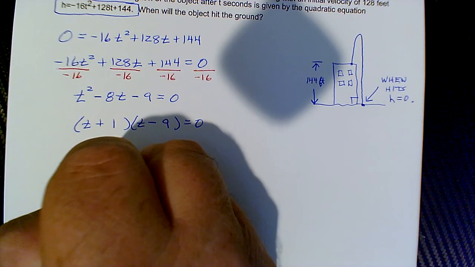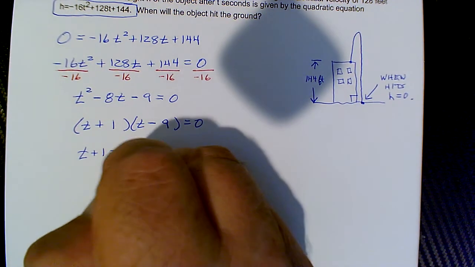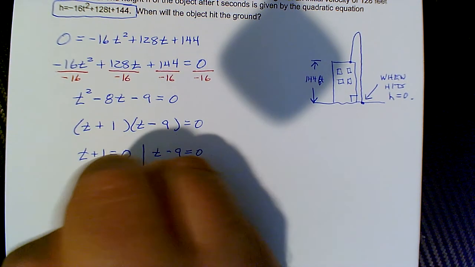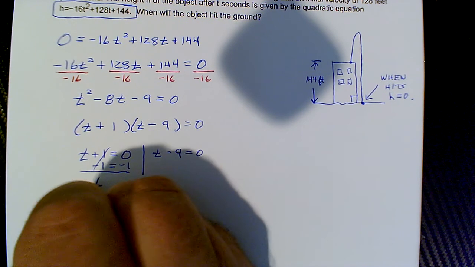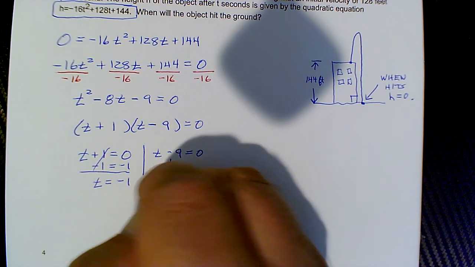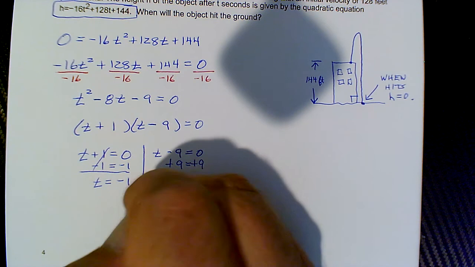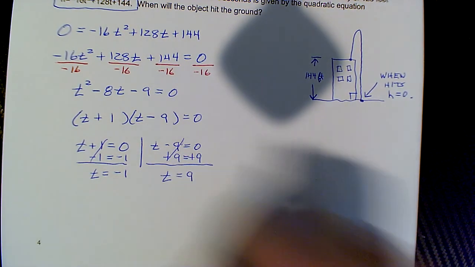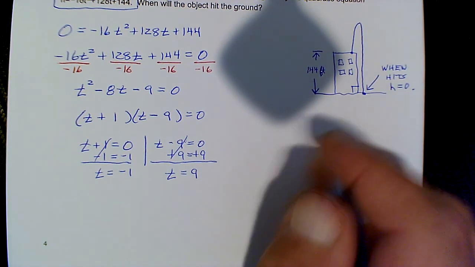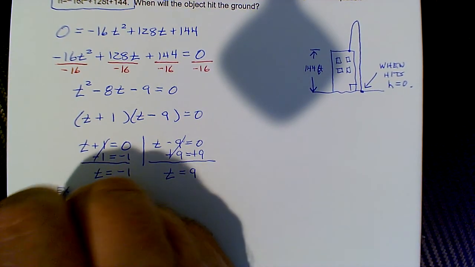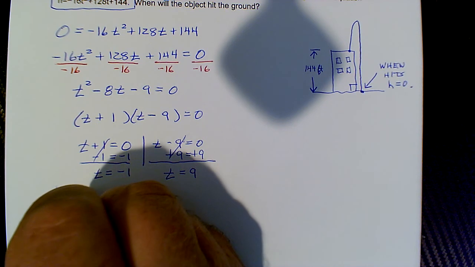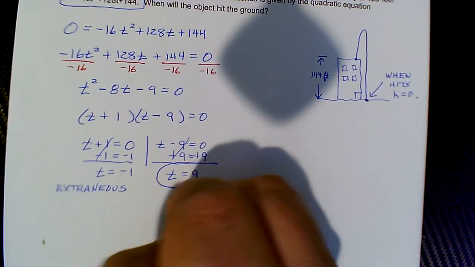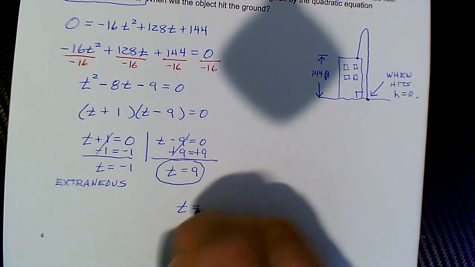Set each factor to 0, so t plus 1 is 0, and t minus 9 is 0. And now when we solve each of these, we get t equals negative 1 and t equals 9. But the negative number doesn't make sense in terms of the physical situation. So recall this is, to use the fancy term, extraneous. So t equals 9 is our solution. So you can say t equals 9 seconds.